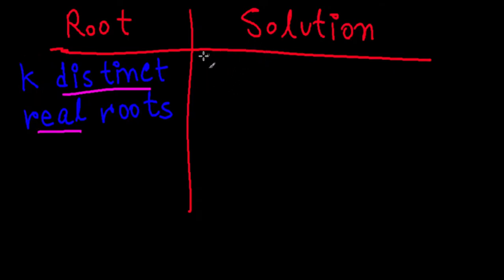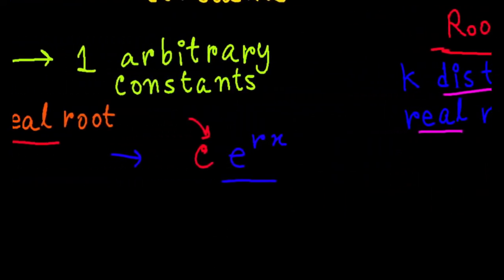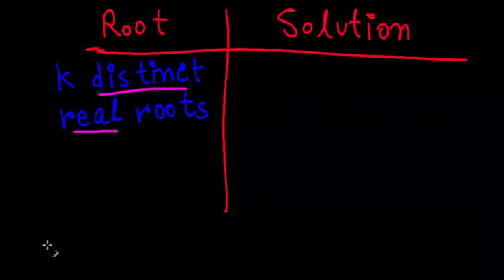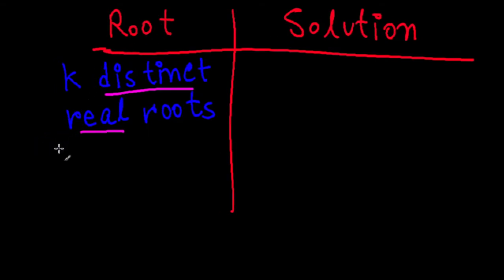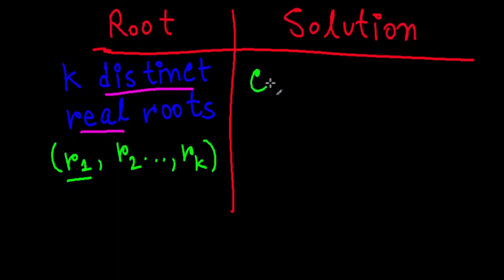These k roots provide a portion of the solution like this. For every root you're going to have this term. So if you have k distinct real roots, let's say r sub 1, r sub 2, all the way up to r sub k, the root r1 is going to contribute c sub 1 multiplied by e to the power r sub 1 x.